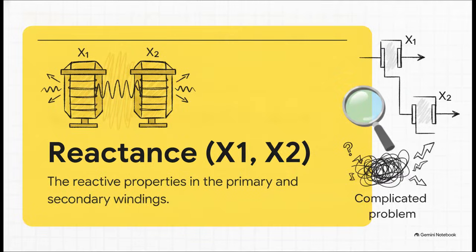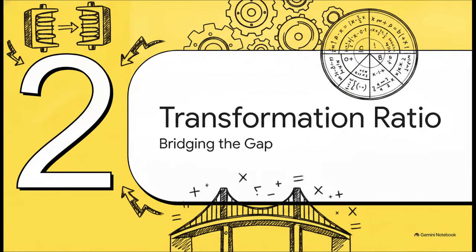But listen, resistance is not the whole story. We also have to deal with reactance, which is represented as X1 for the primary and X2 for the secondary. Because these two sides are separated by a magnetic divide, trying to calculate the total voltage drops across both of them at the exact same time is a very messy, complicated math problem. Which brings us to Section 2, the transformation ratio, K.